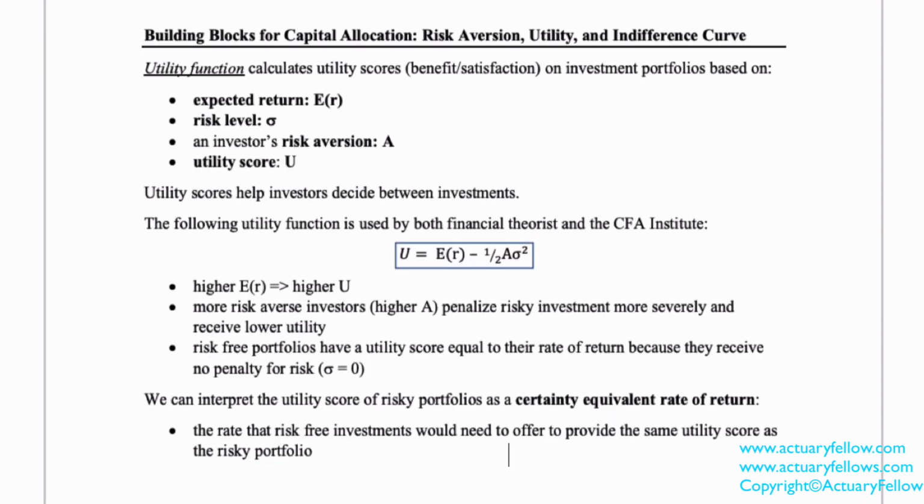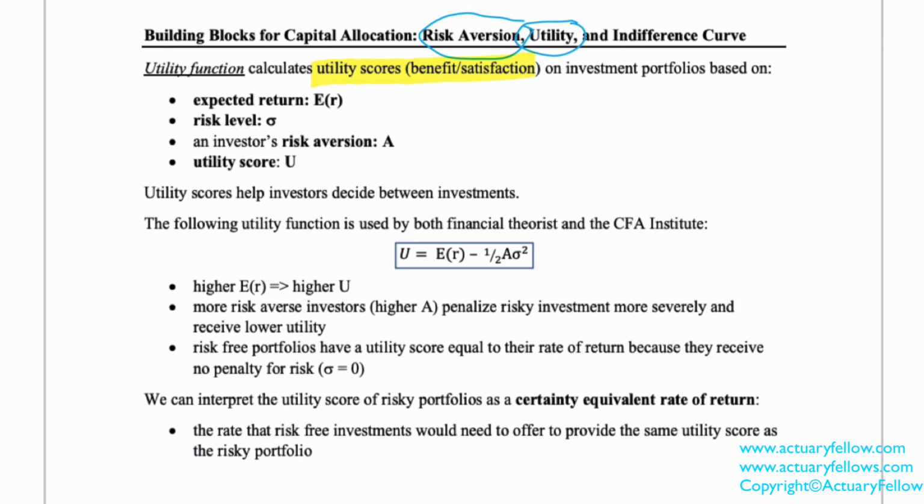First, let's go over the key building blocks for capital allocation, utility, and risk aversion. Investors tend to be risk averse, meaning they want additional return or compensation to bet on a gamble compared to taking a sure thing. Economists use utility score to quantify investors' satisfaction or benefit on investment option given their risk aversion and the investment's expected return and risk.